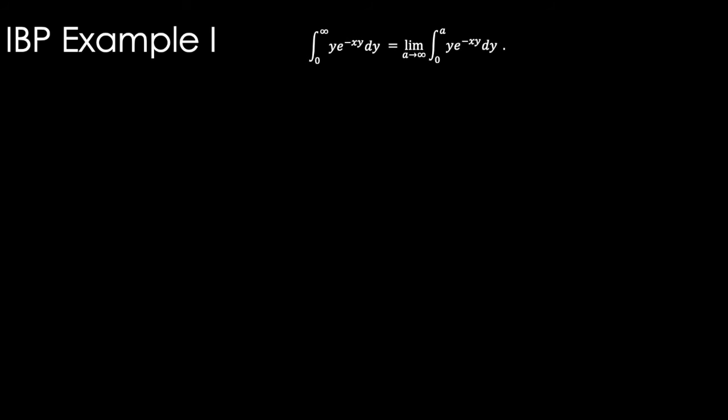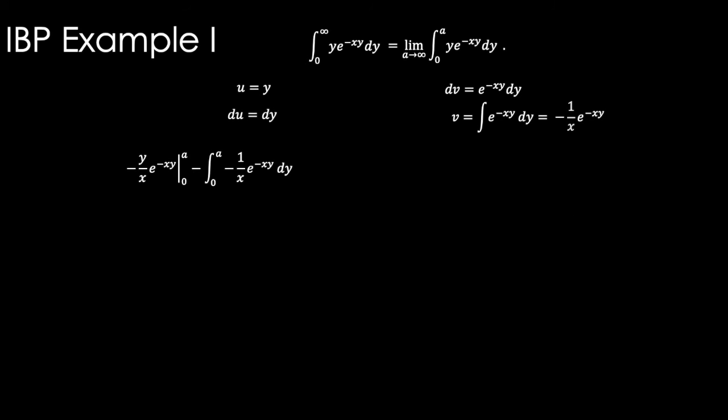Now we have to apply the hierarchy, isolate. And so the best choice for u would be y, because when you take its derivative, it leaves you with dy. And then dv would be the rest of the integral. Taking the integral of dv would give you this. Now apply the uv minus integral v du formula.